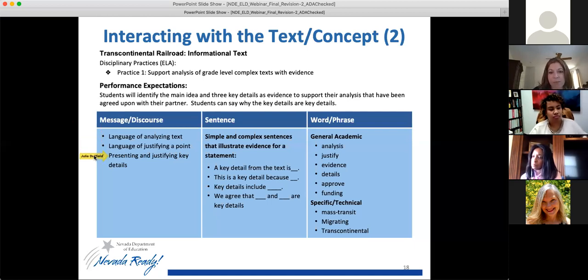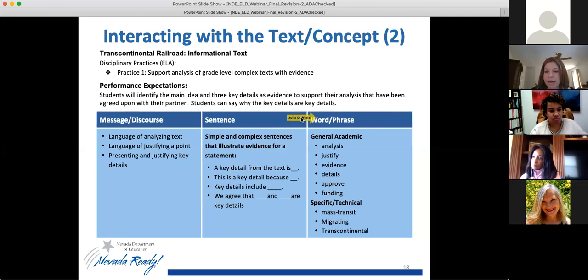details. When we are providing them with sentence stems and structures, we look at simple and complex sentences that illustrate evidence for statement. Some of those sentence stems are a key detail from the text is, this is a key detail because, key details include, we agree that, and our key details. So those are great sentence stems to provide students to scaffold throughout this lesson.